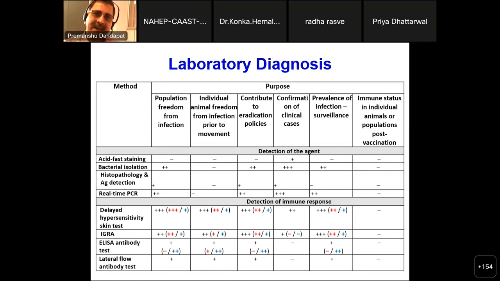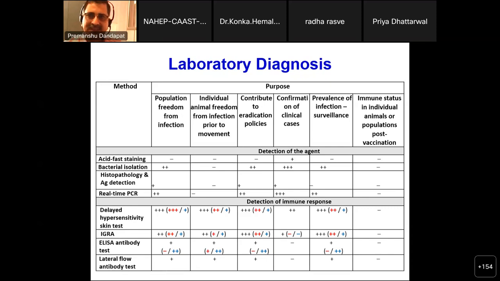Now there are different kinds of tests for the detection of the agent or the detection of immune response. For the detection of immune response, you can see the delayed hypersensitivity skin test or the interferon gamma release assay, or the antibody can be detected by ELISA or the lateral flow assay. But for the detection of the agent, we usually do acid-fast staining, then bacterial isolation, sometimes histopathology and detection of antigen, or real-time PCR or different conventional PCRs.